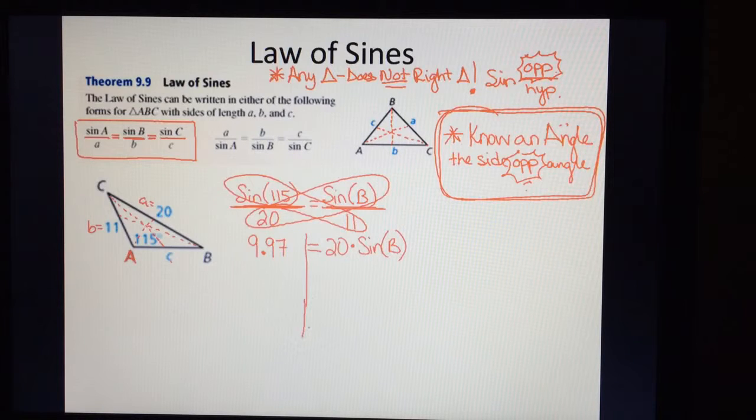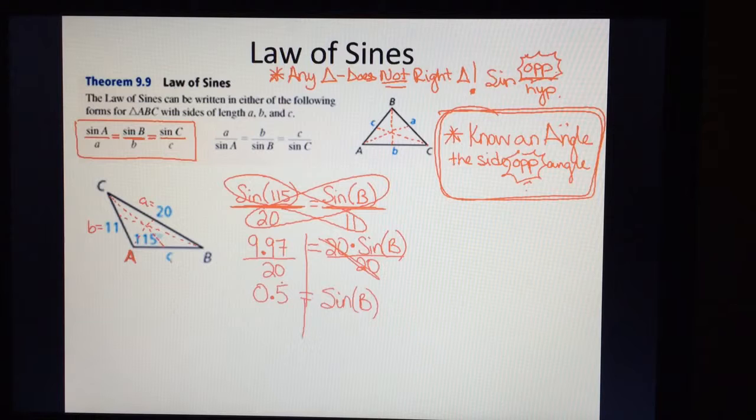There are a couple of different things over there bothering it. The first thing I'm going to get rid of is this 20 that's multiplying. So I'm going to do the inverse and divide both sides by 20. That leaves me with sine of angle B. I can put this in the calculator, 9.97 divided by 20, and the calculator tells me that's 0.5 after rounding. Now here's the tricky part.